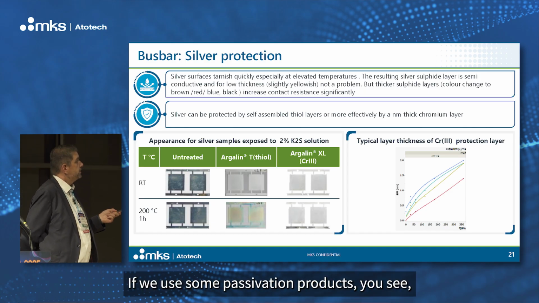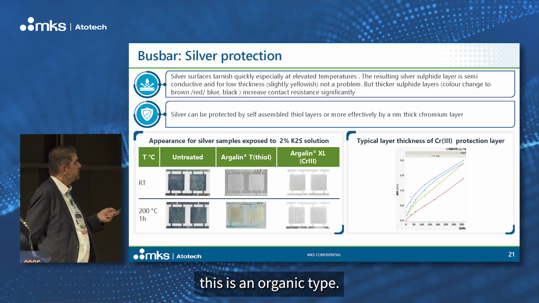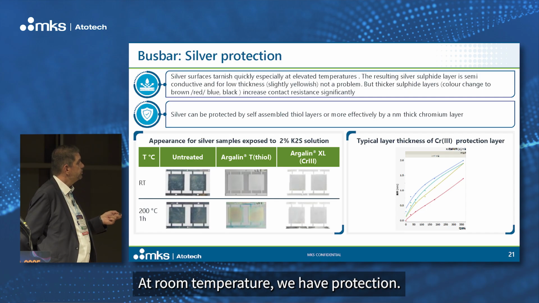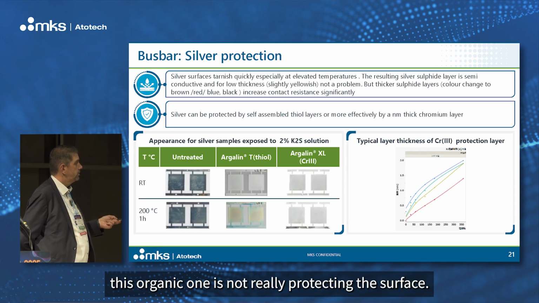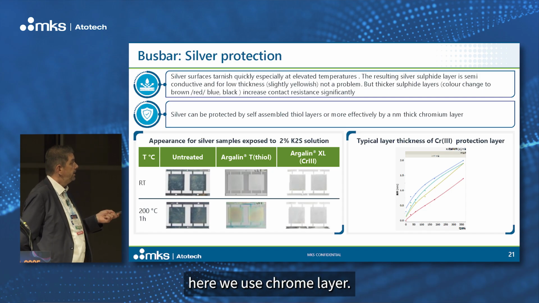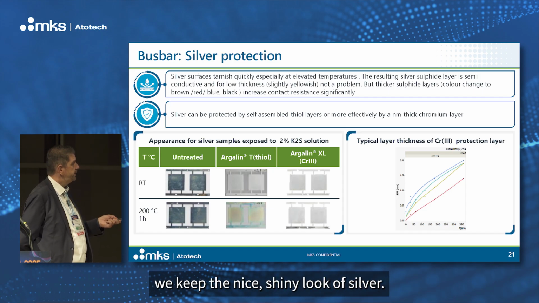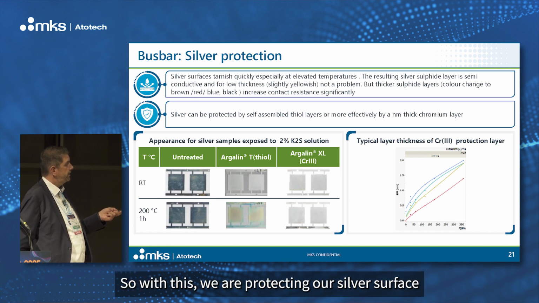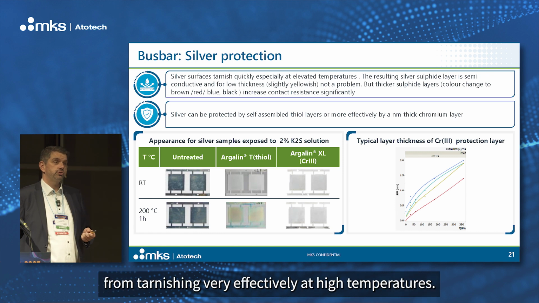If we use some passivation products, you see this is an organic type. At room temperature we have protection. If we use high temperature, this organic one is not really protecting the surface, so we have some tarnishing. If we use a metallic one, here we use a chrome layer, you see even at high temperatures we keep the nice shiny look of silver. So with this we are protecting our silver surface from tarnishing very effectively at high temperatures.